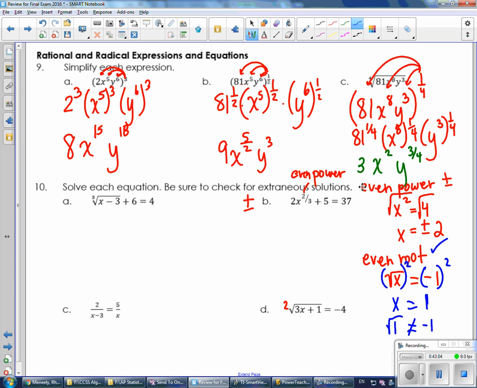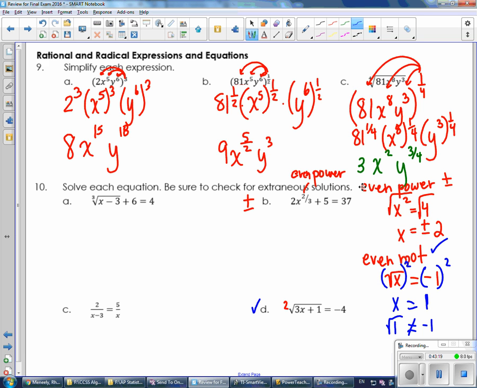So letter A, again, was an odd root, so we don't have to worry about that. Letter C, that's a rational function. We'll actually use cross multiplication to solve there. But letter D, because it's a square root function, we do want to make sure that we check our answer to make sure it actually works.